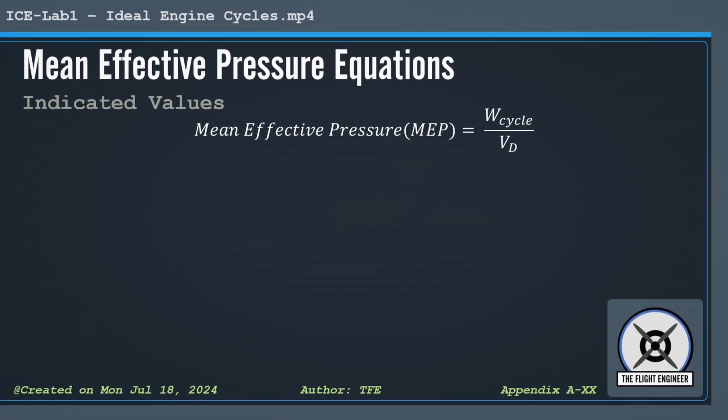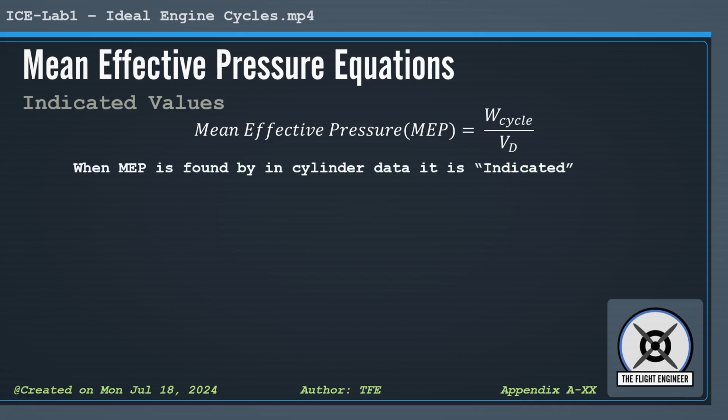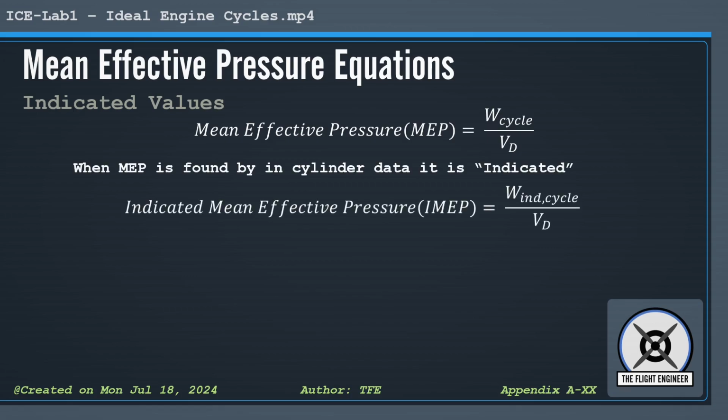I said we would come back to mean effective pressure later in the video, and now's the time. This will guide the modifications we want to make to the cycle as we add in realism. But for mean effective pressure specifically, it turns out that there's a number of different types. The one we've talked about so far is just defined as the work of the cycle over the volume displaced. Now, if we take this and find mean effective pressure from in-cylinder data, it's called indicated mean effective pressure. Typically, this is going to come from a high-speed pressure transducer inside a running engine, and you'll get actual measured data.